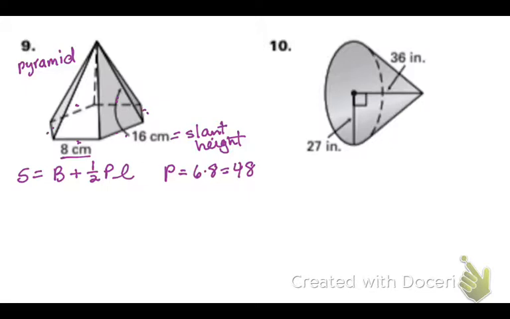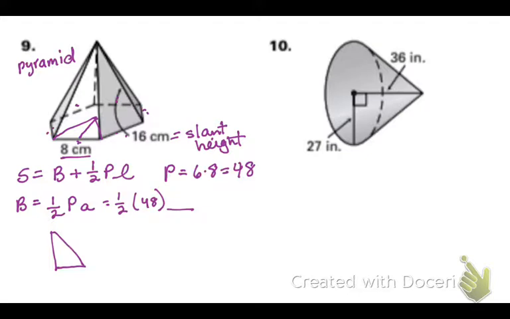And we're only left to figure out the base. Now, the base of a hexagon is a little tricky. So remember that the area of the base is going to be 1/2 times the perimeter times the apothem. Well, we've got the 1/2, we've got the perimeter is 48, and we need to find the apothem. So, how do we find the apothem? Again, when in doubt, make a triangle.